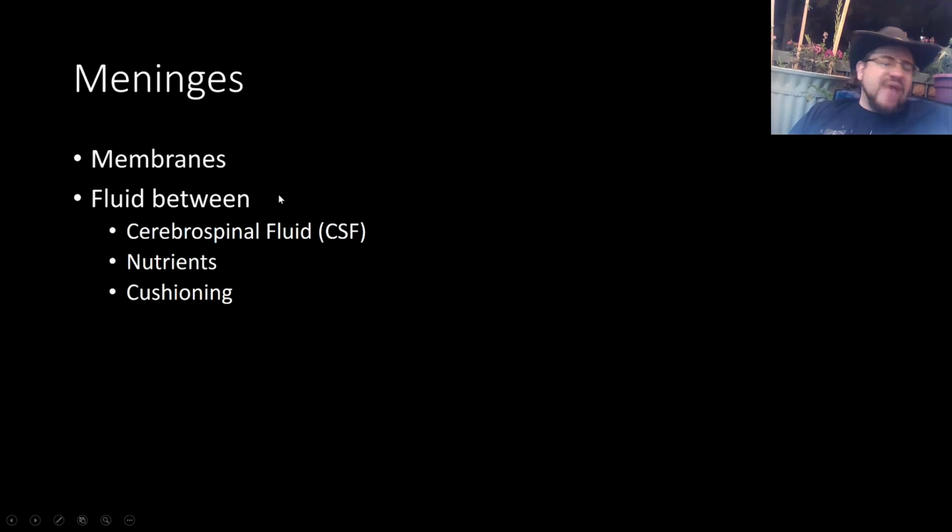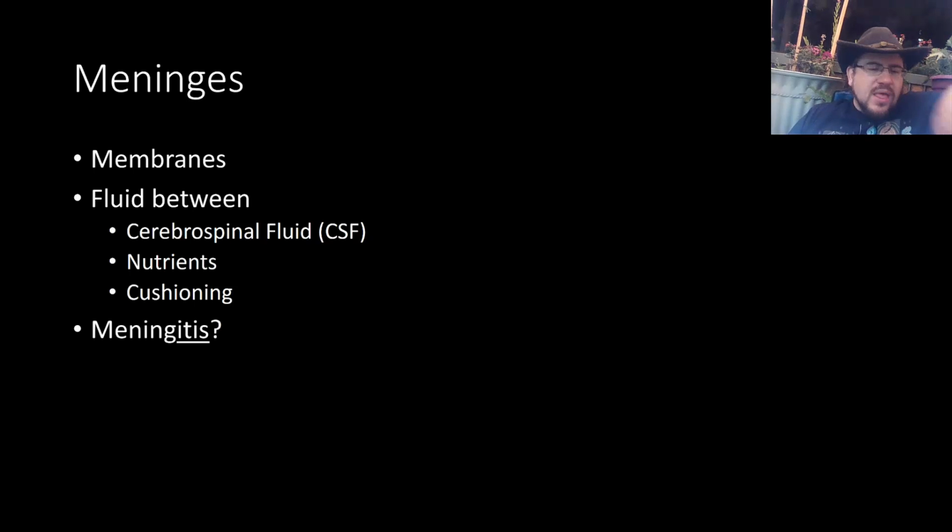The meninges also provide a fair amount of cushioning for the brain and the spinal cord, so any kind of movement does not immediately damage the neurons against, like in this case, my skull. So, what is meningitis? Meninges, membranes on the outside of the brain, right? Itis is inflammation. So meningitis is inflammation of the meninges.